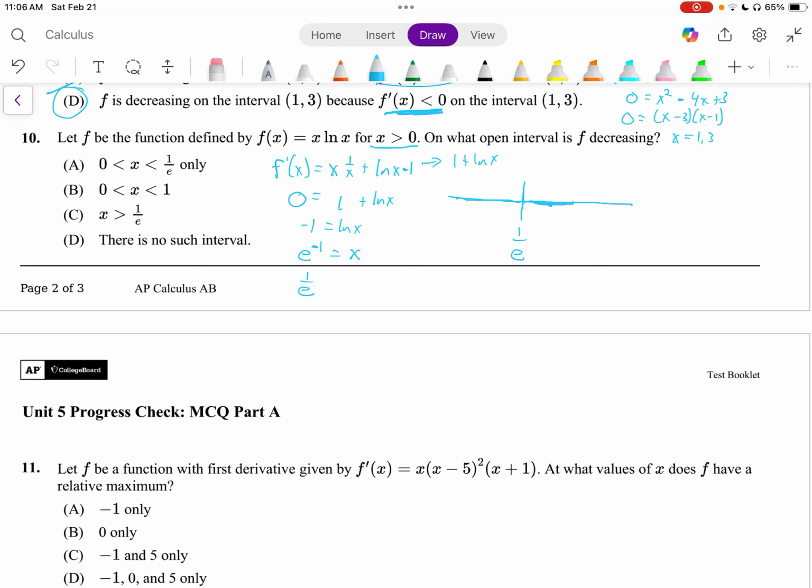E to what power gives me 2? So that's going to be a negative, but a pretty small negative. So this is going to be positive over here, negative over here. We could pick something like 0.1 and think through that. And so from when x is greater than 0, it will be decreasing. So we want it to be at 0 here, decreasing from 0 to 1 over e. So A.